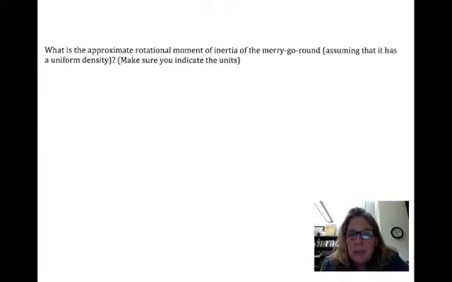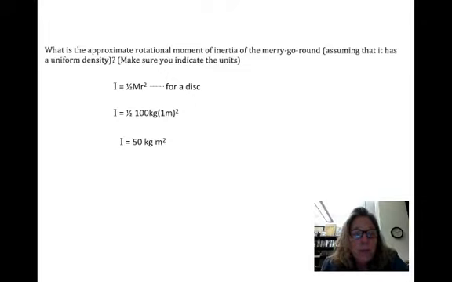The next question is, what's the approximate rotational moment of inertia of the merry-go-round? This is not really about this particular problem, it's about the merry-go-round in general. The inertia of a disk, which we look up in the table, is equal to 1/2 the mass of the disk times the radius squared. We plug and chug: 1/2 times 100 kilograms, times the radius squared, and it's 2 meters across, so we use 1 meter as the radius. That's 50 kilograms meter squared, which are the units for inertia. So we have that value I.